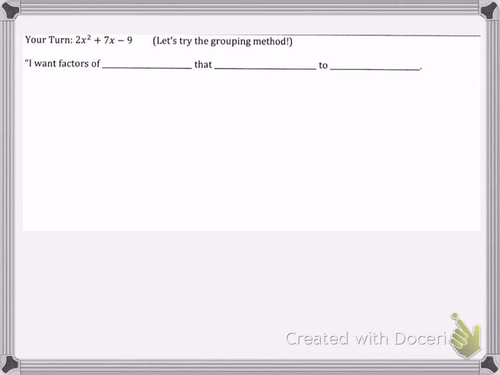So you're going to take the first coefficient of the quadratic term and multiply it by the constant term. So we want factors of 2 times 9, which is 18, that subtract, and the reason it's subtract is because the last term is a negative, subtract to 7, that coefficient on the linear term, the middle term. So thinking about the factors of 18, we've got 1 and 18, 2 and 9, and I can actually stop there because 2 and 9 have a difference of 7, which is what I want.